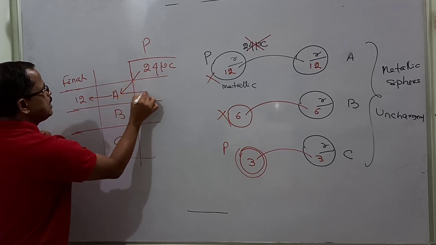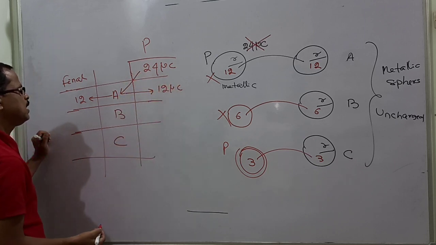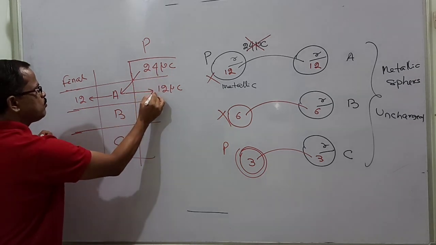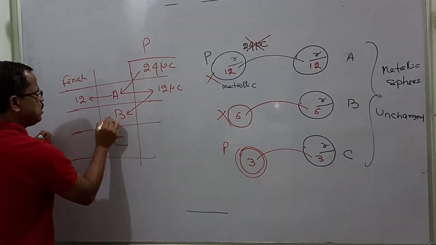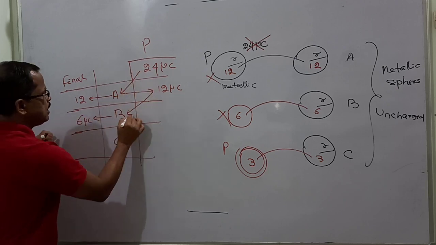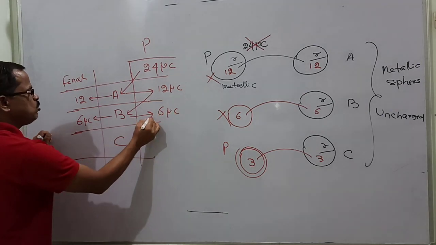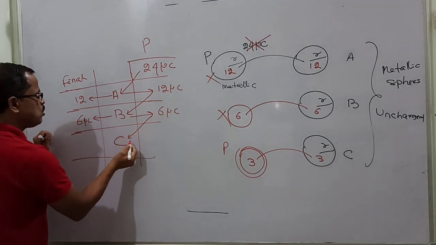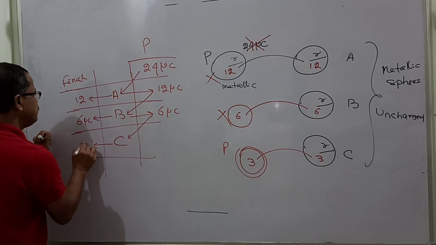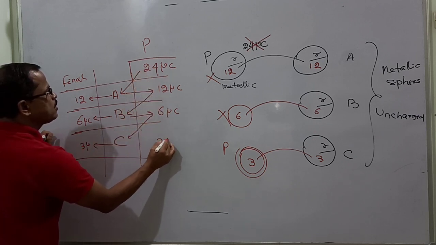Then P itself will keep charge 12 microcoulomb. Again, when P's 12 microcoulomb is kept in contact with B, it will be divided, so it will be 6 microcoulomb. Then P itself will keep 6 microcoulomb. Then when it is kept in contact with C, it will again keep 3 microcoulomb. And P will finally keep 3 microcoulomb.